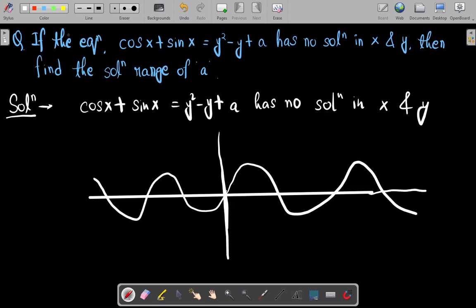And the other curve, if I use a different color here, okay, this is a quadratic expression, right? So this is something like this. So for no solution, these two curves cannot intersect, right? And we have to find the value of a such that these two curves do not intersect with each other. Okay, so this is the question. So these are the two curves.